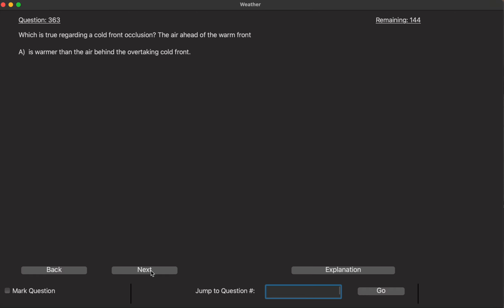Which is true regarding a cold front occlusion? The air ahead of the warm front is warmer than the air behind the overtaking cold front. A cold front occlusion: the air ahead of the warm front is warmer than the air behind the overtaking cold front.